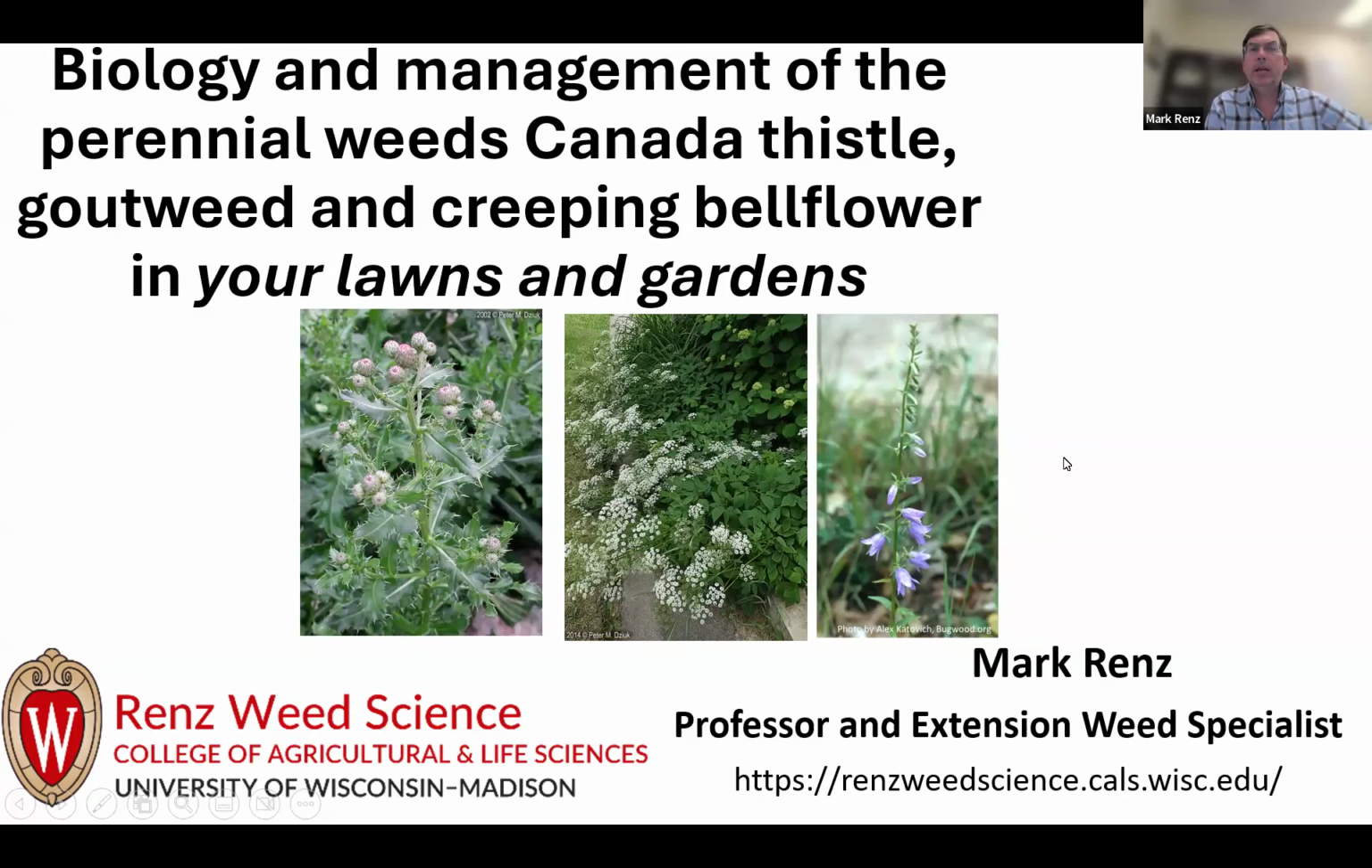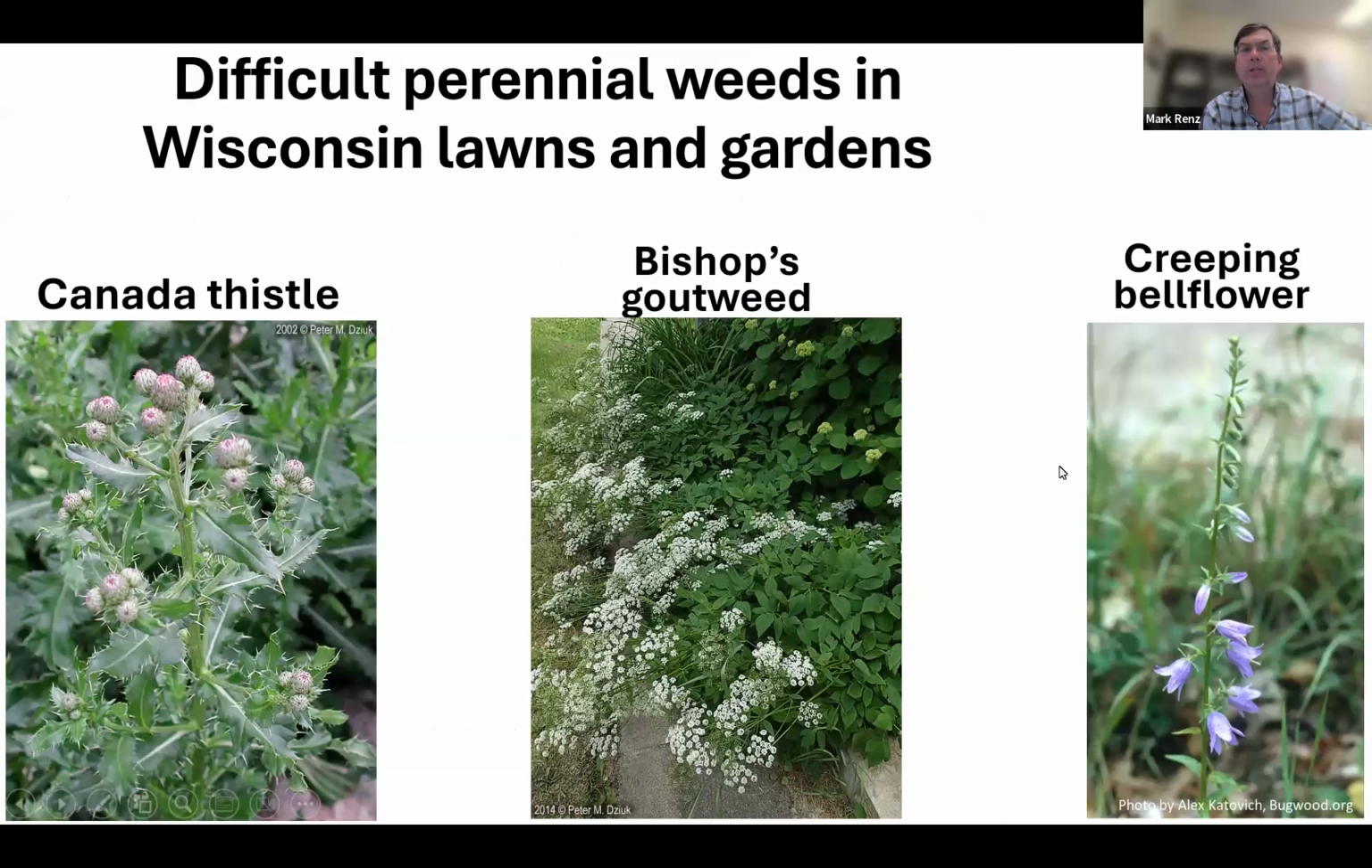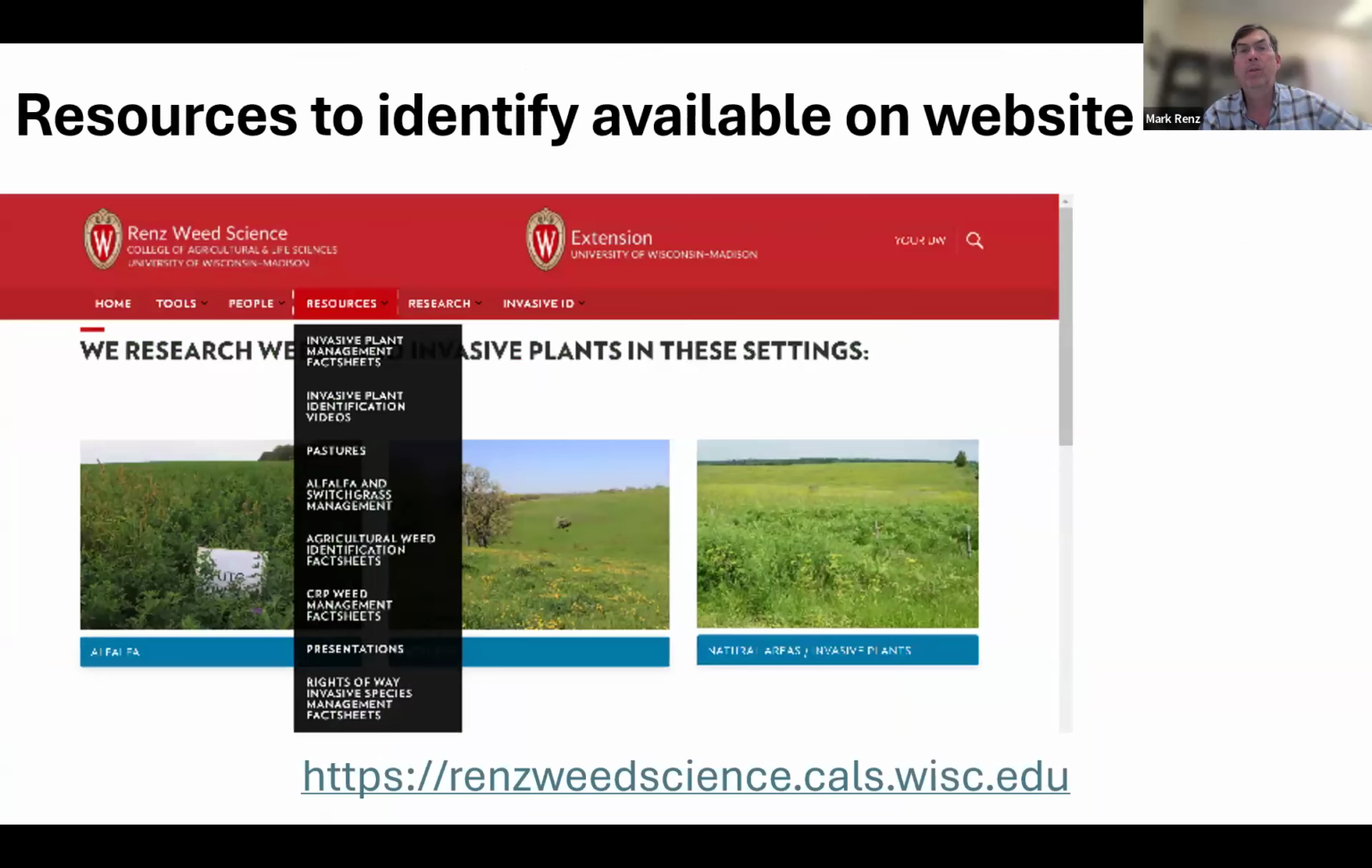Hi, I'm here to talk to you today about the biology and management of three common creeping perennials in lawns and gardens in your area. The three I'm going to talk to you about today include Canada thistle, bishop's goutweed, and creeping bellflower. These are super common in many of our gardens and lawn systems and really are pretty challenging to control.